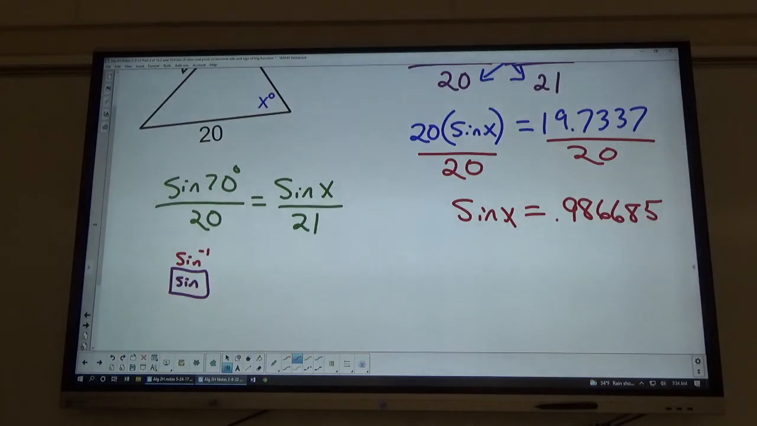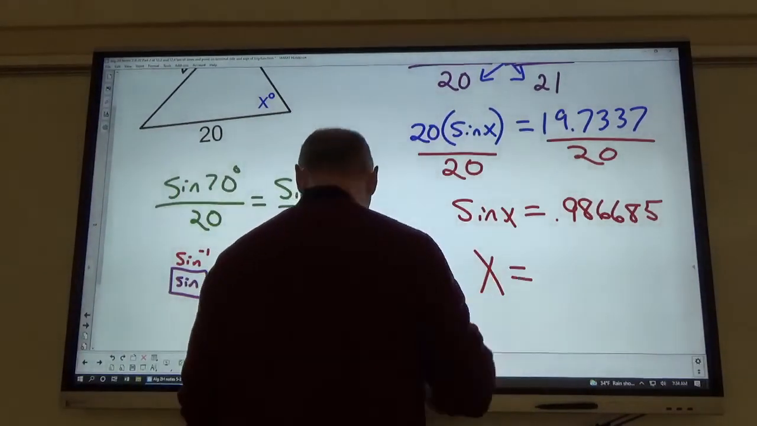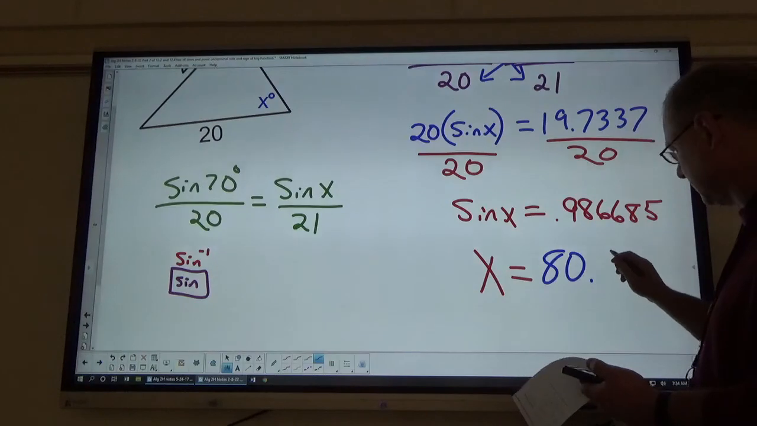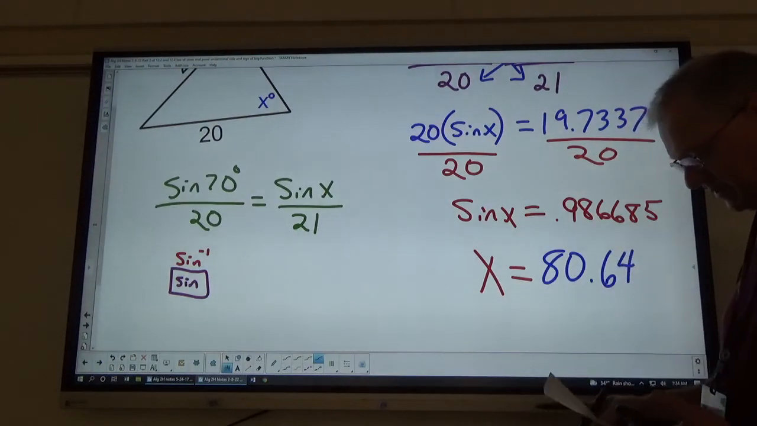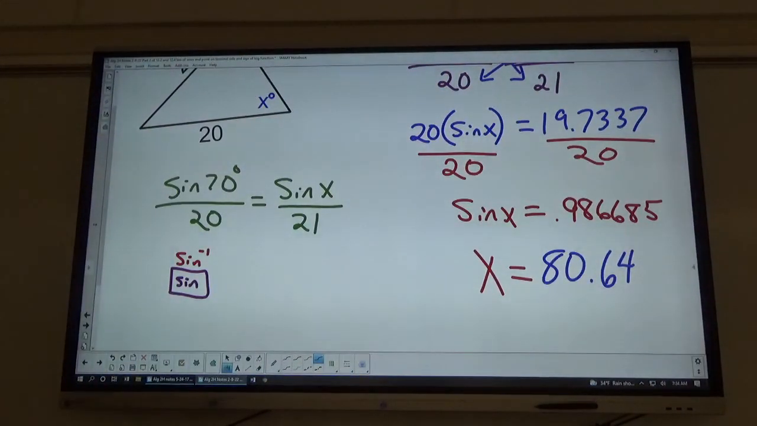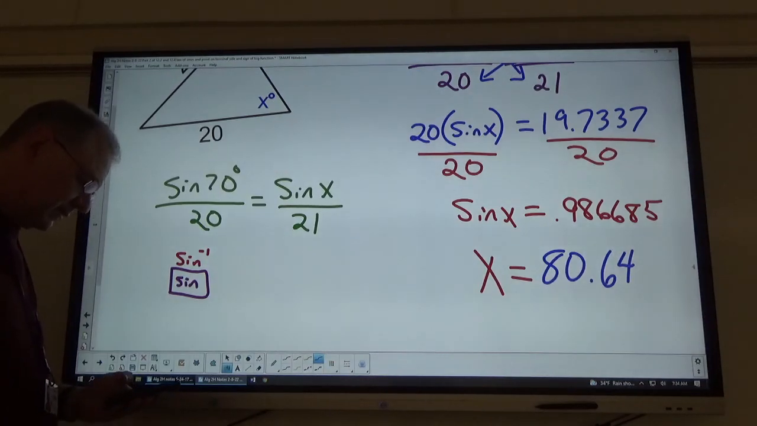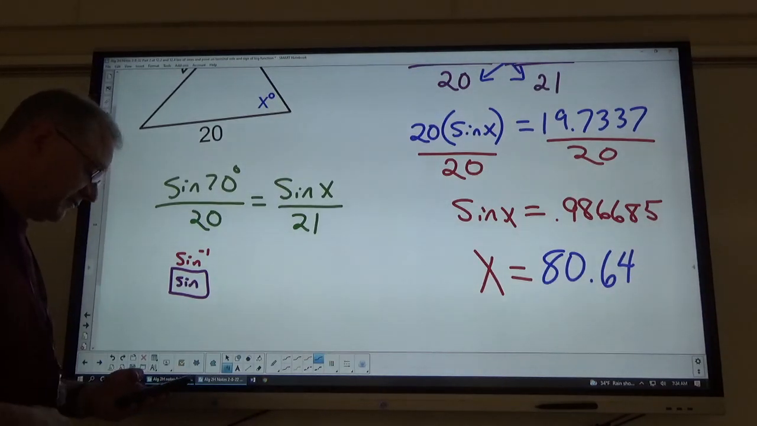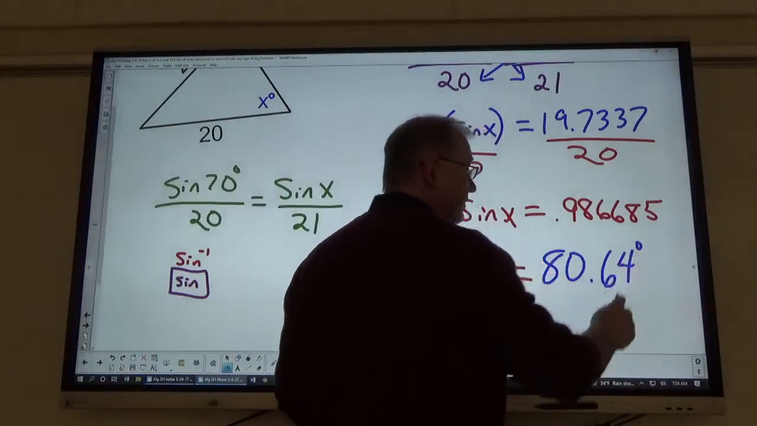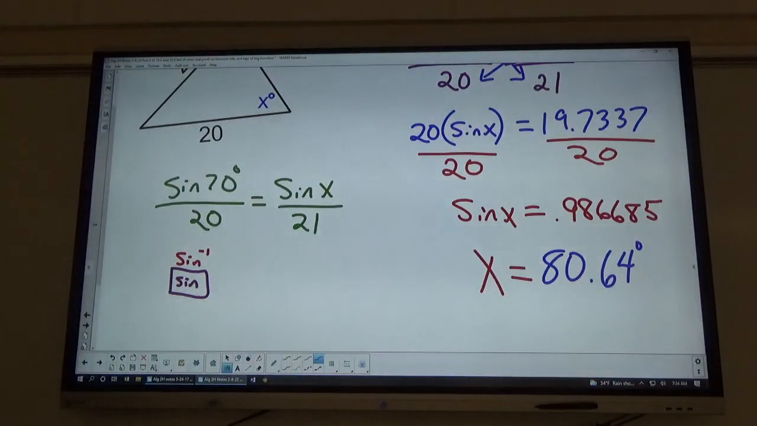And it's the opposite function. Like squaring and square rooting are opposite functions. Sine and inverse sine are opposite functions. So we're going to take the inverse sine of this value, and that tells me what the value of x is. And in this case, that would be 80.64. Now, looks like that's what the book is going to look for, 80.64. And that's going to be good enough for us as well. That's close enough. Degrees, excuse me. Degrees. And there's your final answer for this one.